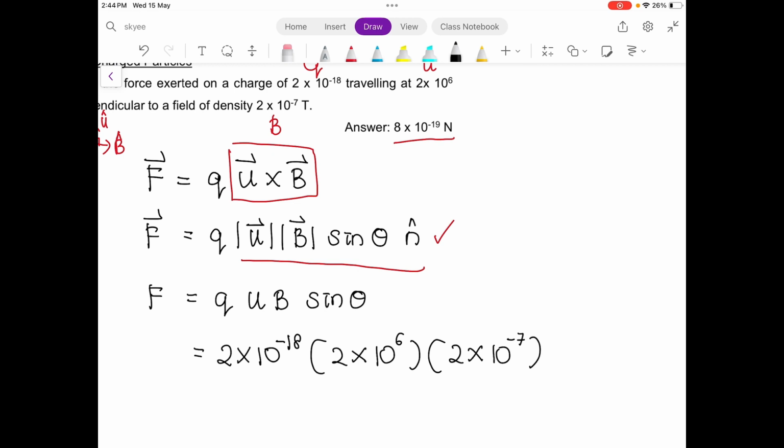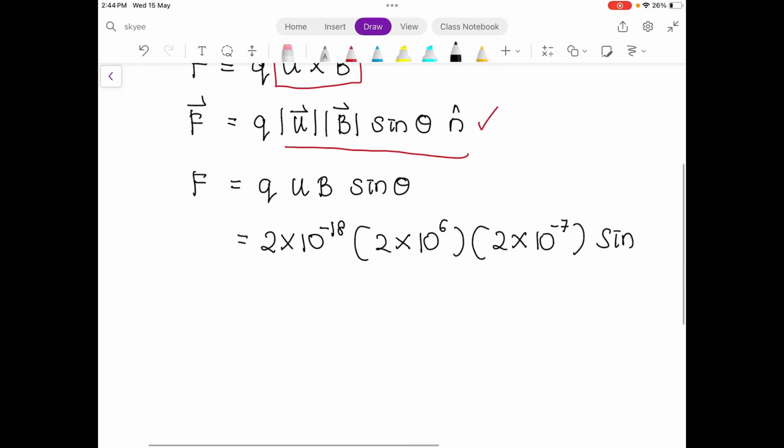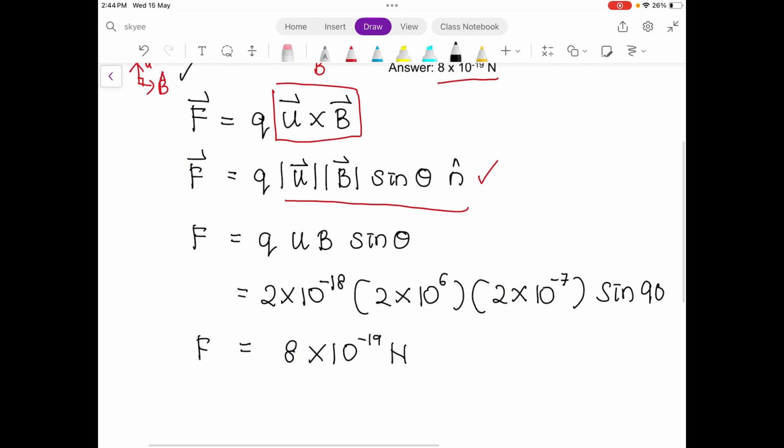Okay, so these are the values. The sine theta, where theta is the angle between the U and the B, is perpendicular as mentioned in the question, so it is sine 90. Okay, so you can calculate the answer. The answer is equal to 8 times 10 power negative 19 Newton. So this is the force acting on the charge.